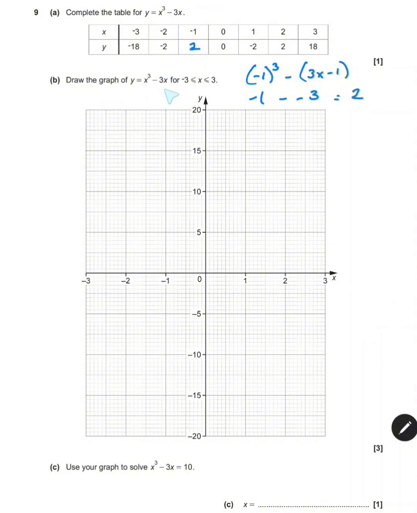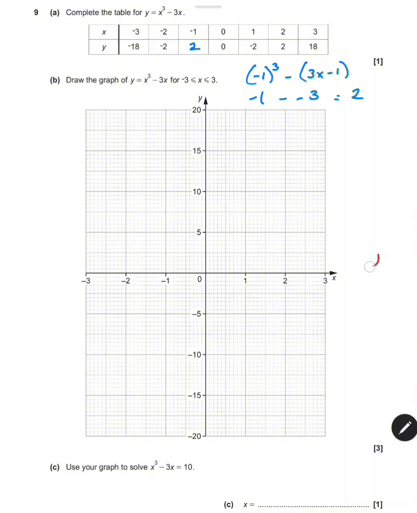Part B, we've got to draw the graph of this function, and we're going to use this table as a set of coordinates. So we've got to go across to -3 and down to -18. Be careful with the scales on this one. Going up and down, it's not going up in ones. Each little box is only half. If we look, 2 boxes, 1, 2, 3, 4, 5 represents a whole number. So just be careful with that.